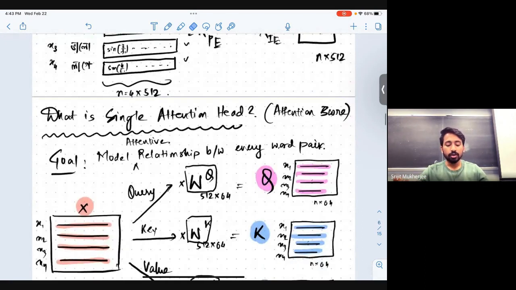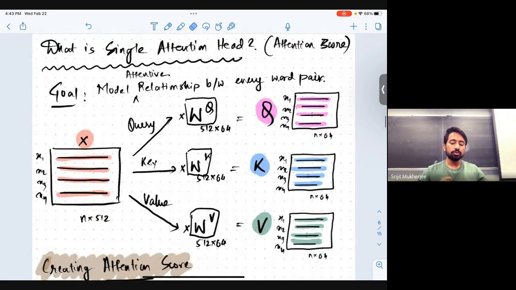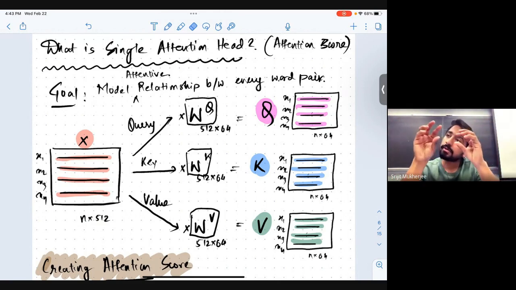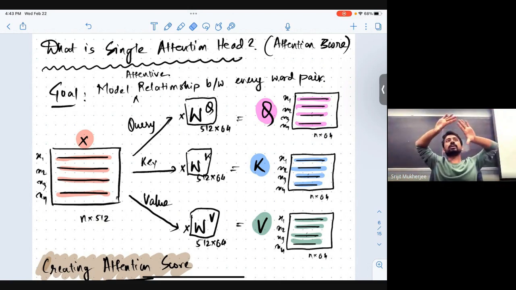It's really good. What is meant by attention is that we are paying attention to each and every part of the sequence of words, and the relationship of every part with other parts. So we are understanding every pair of words, and so the matrix naturally comes up. The goal is to model the attentive relationship between every word pair.